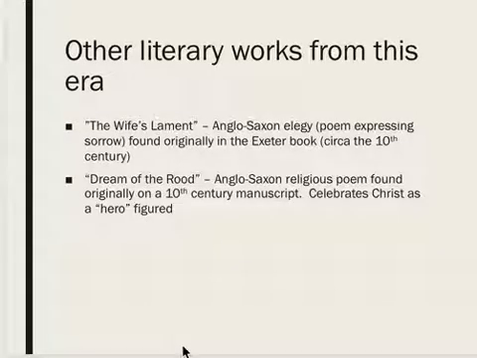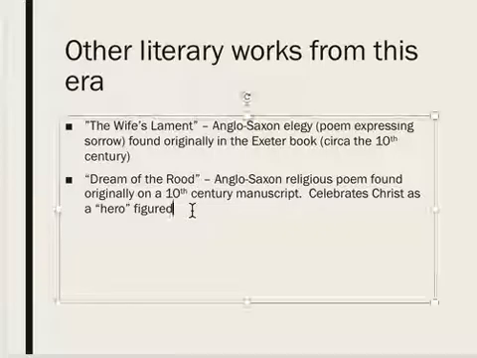So other literary works from this era. A couple other literary works that we're going to explore include The Wife's Lament. This is an Anglo-Saxon elegy, which is a poem expressing sorrow, found originally in a manuscript known as the Exeter Book, probably written around the 10th century. We're also going to read The Dream of the Rood. It's an Anglo-Saxon religious poem found originally in a 10th century manuscript, and it celebrates Christ as a hero figure. So it brings in that pagan notion or the Anglo-Saxon notion of a hero, and uses it to tell the story of Christ and the rood or the cross.